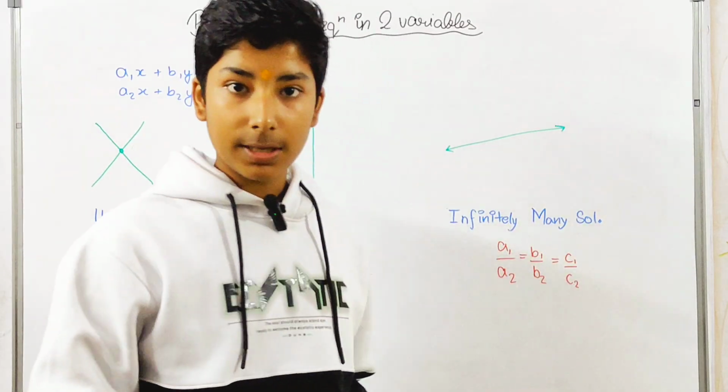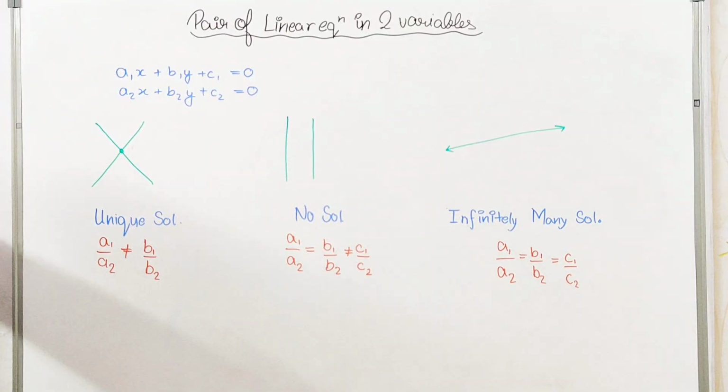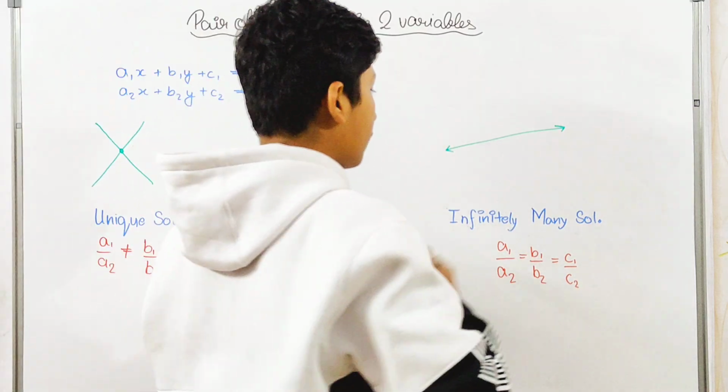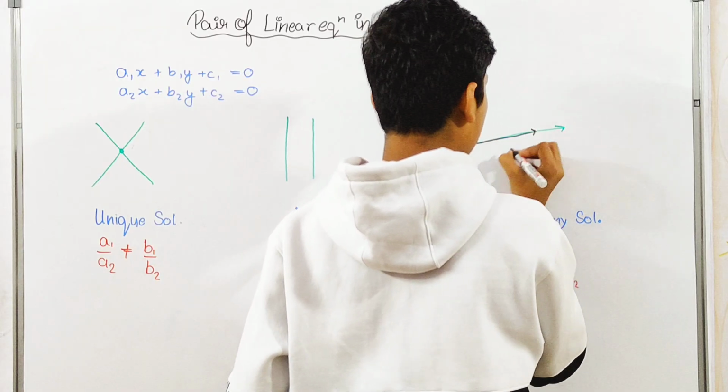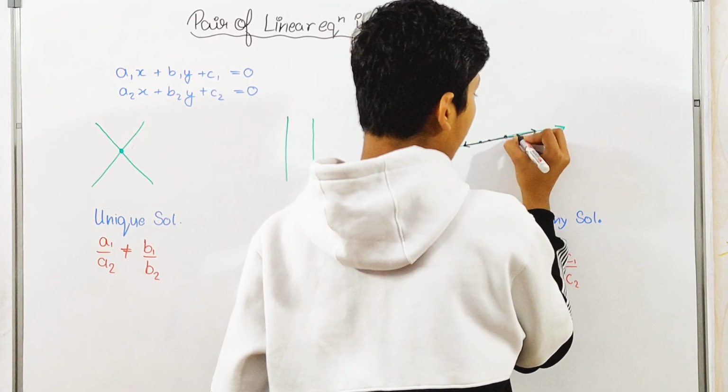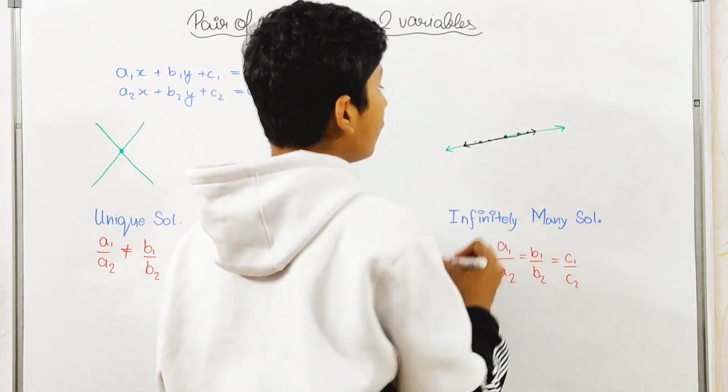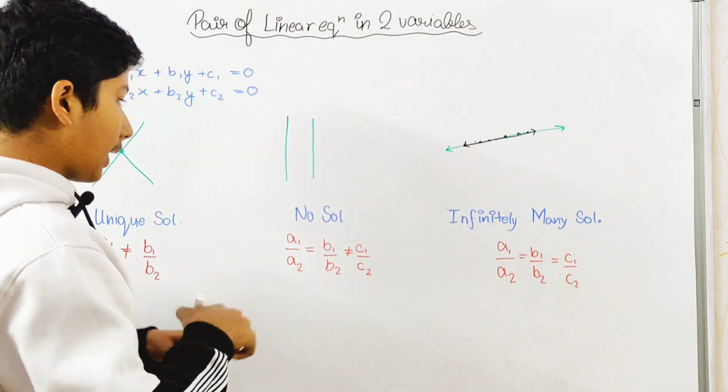This is the first line, and let me make one more line, which will be this line from here to here. See, these lines are coincident, which means the equation will be the same. Let's take an example.